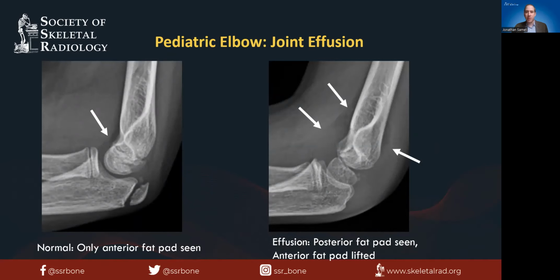First, when looking at an elbow in the setting of trauma, we want to be able to identify a joint effusion. Normally, we only see the anterior fat pad as a thin sliver of lucency anterior to the humerus. We don't see the posterior fat pad. In the setting of an effusion, the anterior and posterior fat pads are splayed outwards away from the joint, and they're lifted, and therefore you see the posterior fat pad as well as the anterior fat pad shown here.